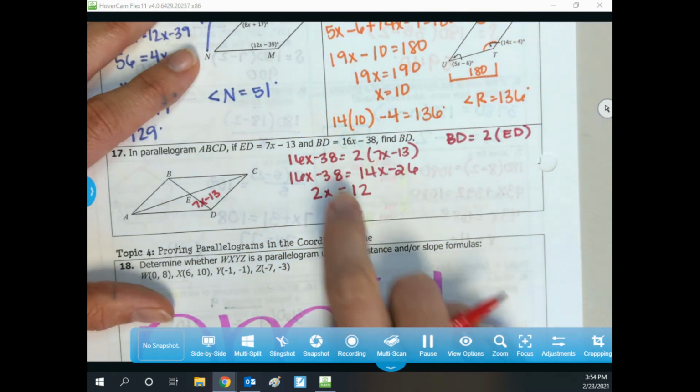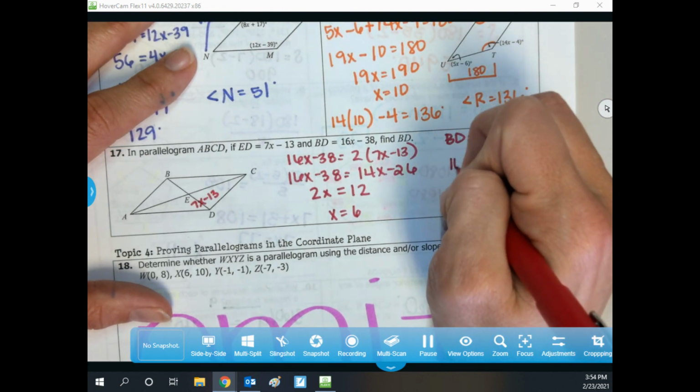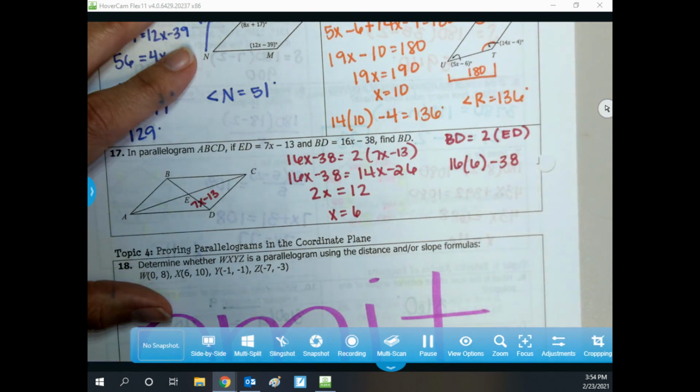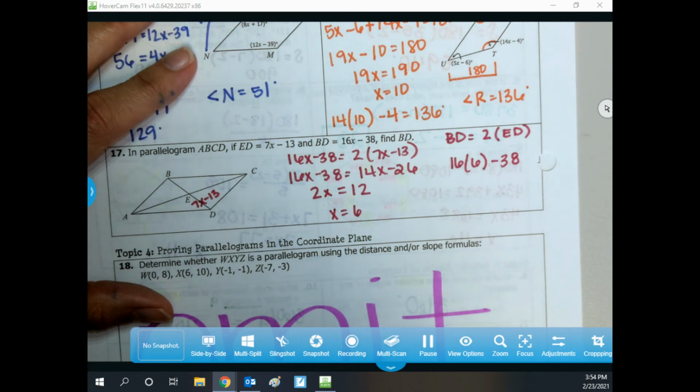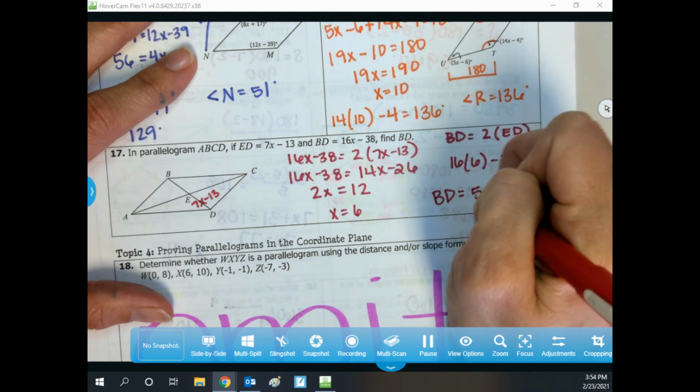And then plug that back into BD because that's what we're looking for. So 16x, so 16 times 6 minus 38. 16 times 6 is 96, minus 38 is 58. So BD is equal to 58.